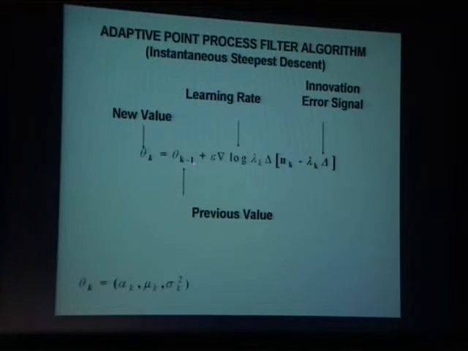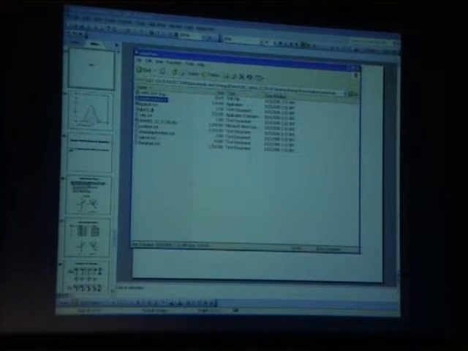So theta k is theta k minus 1, plus a learning rate parameter times something involving the log of lambda and delta. And again, here's this error signal, which is kind of like the innovations term that you get from a Kalman filter, right? So let me just illustrate this idea real quick, because the point that I want to make is to show you how we actually use it to try to answer a neuroscience question.